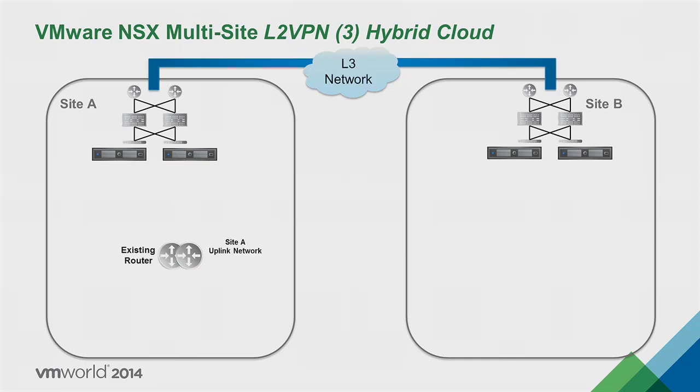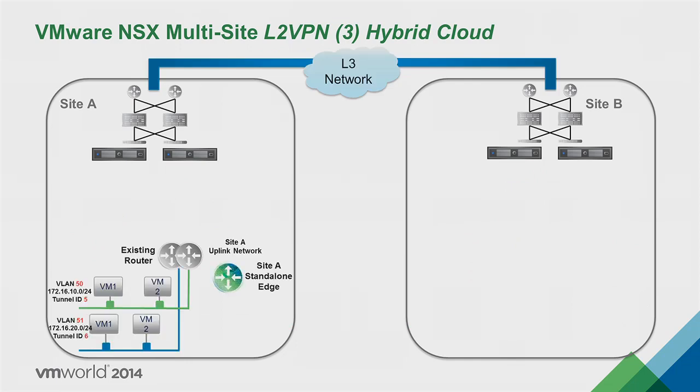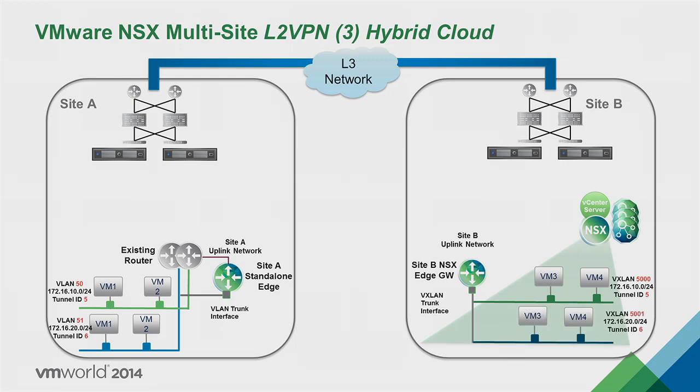We also support a hybrid cloud option. The big difference here is that the edge is deployed in a standalone fashion, layer 2 only. So we again have a trunk interface, but it uplinks to an existing router at your site. At the remote location, in this case, we're extending two VLANs here, VLAN 50 and 51, to VXLAN 5000 and 5001 at the service provider site.